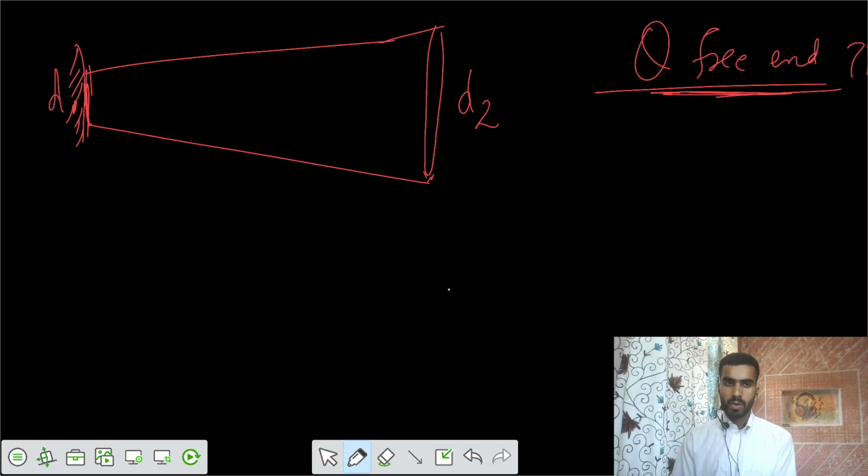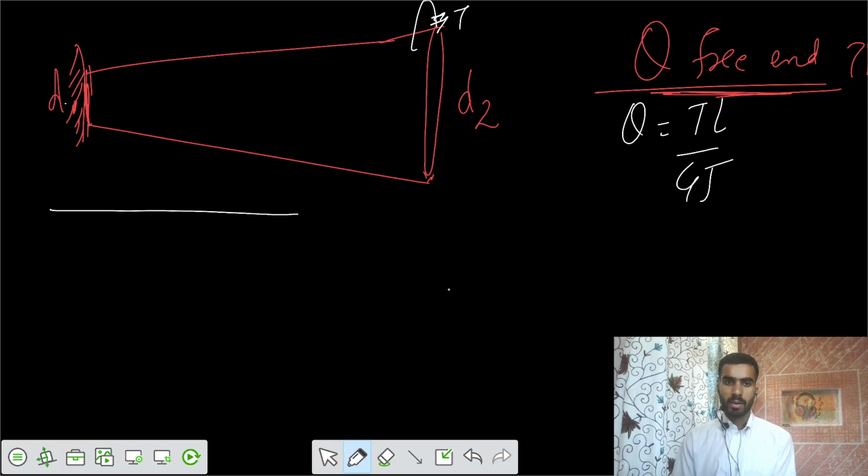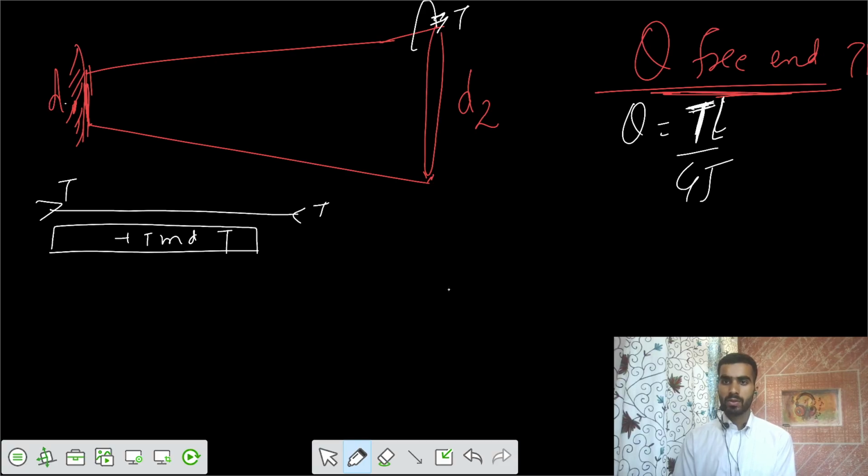Now because your D is varying, if you write theta equals T L by G J, now you apply the torque T. The value of torque is T. If you make the line diagram, there's some T and there would be some balancing T. So the torque diagram would be a constant value, T. So the T is fixed. T is a constant function, and length is also L. Now G is also fixed for the material. G is the same.